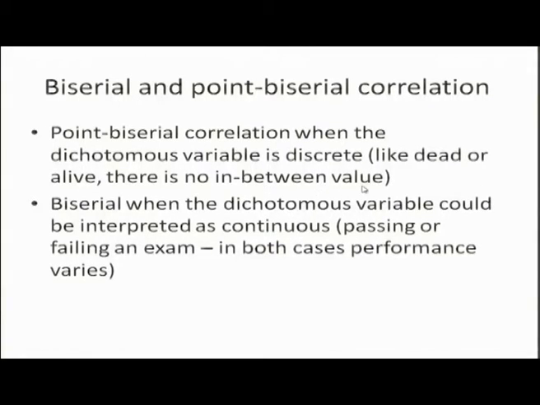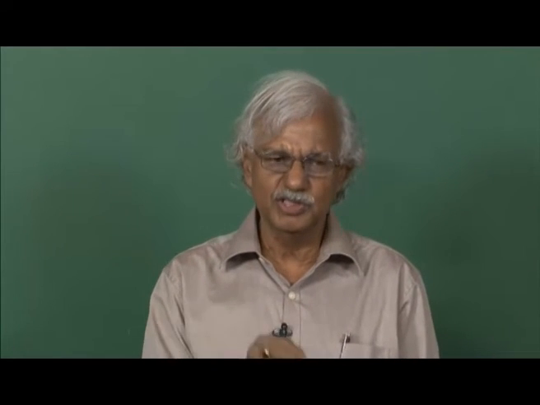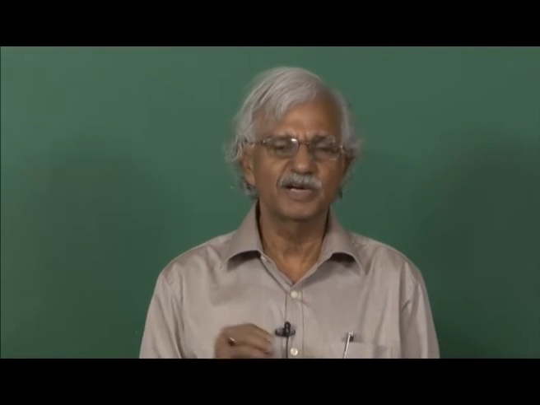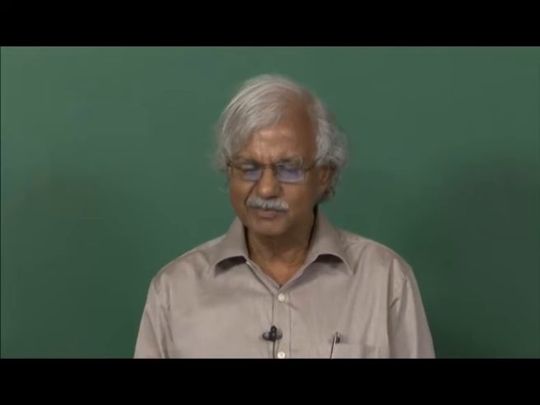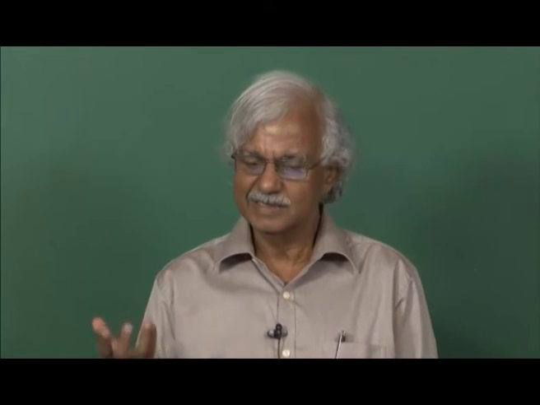The logic is that in case of dichotomous variables, use some dummy 0 and 1, or 1 and 2, it does not matter. You use 0 and 1 or 1 and 2 or 4 and 5, it does not matter, you will get the same correlation, because correlation is independent of origin and scale.